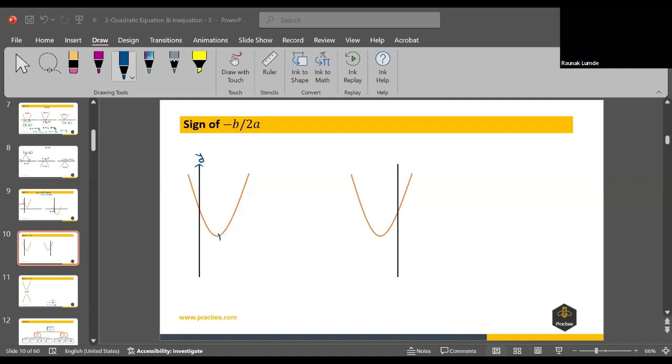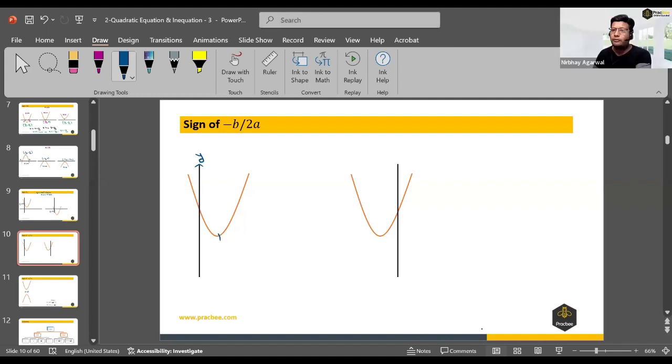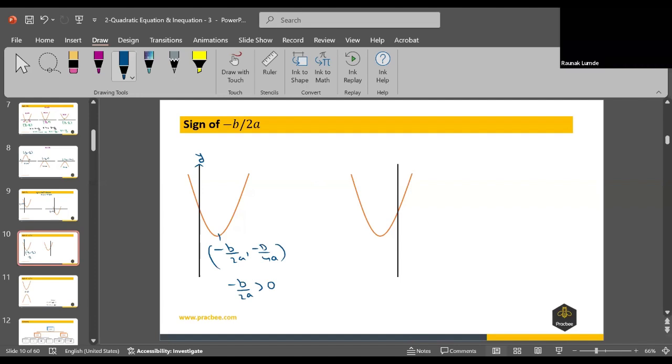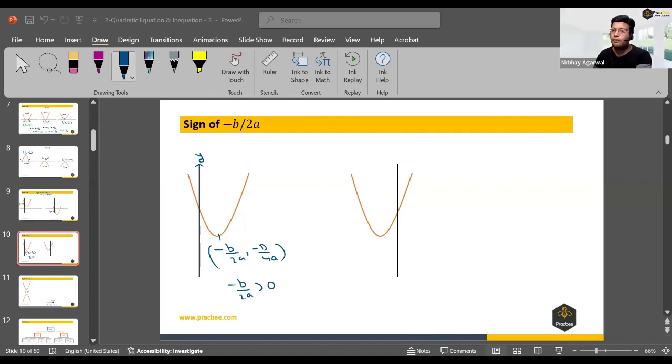Sir, but how? Because this lies on the positive side of the y-axis. It lies on the right side of the y-axis. So the vertex will become minus b by 2a, minus d by 4a. So in this case, minus b by 2a should be greater than 0. Wait, I didn't understand, how is it negative when it's on the right side? This is the y-axis or not? Yes, this is the y-axis.